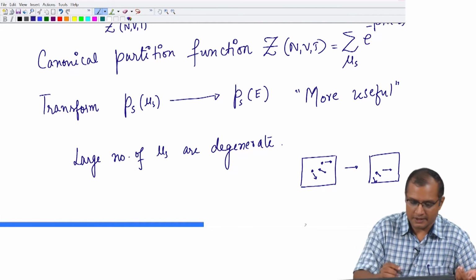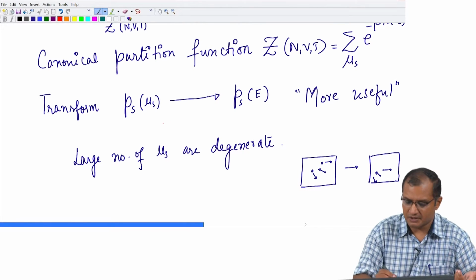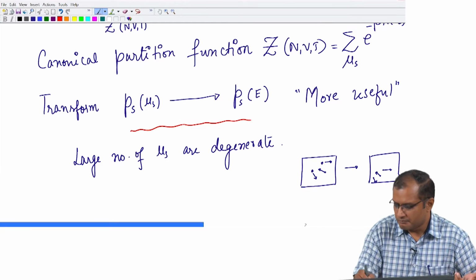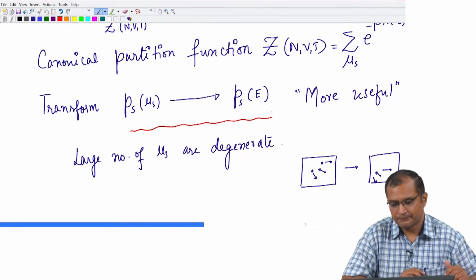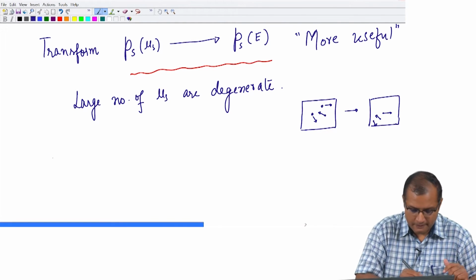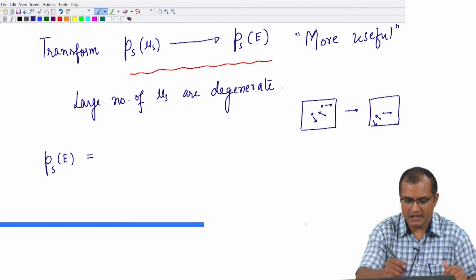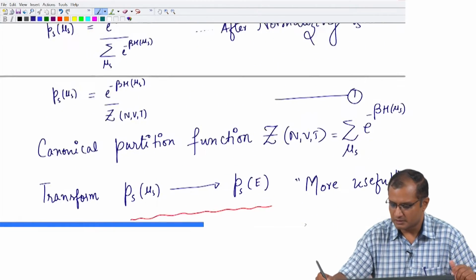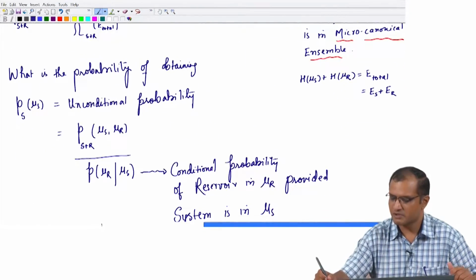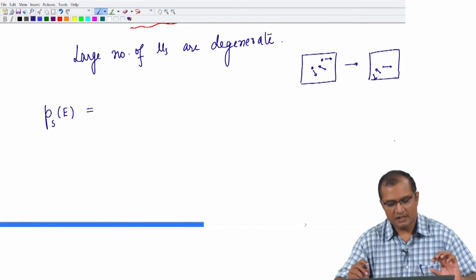So, I am going to transform my probability distribution function from microstates to energy. Okay. That can be done very easily. If I want the probability distribution function in terms of energy, since I have already used big E as a total energy, have I used it? No, I have used E total as the total energy. Okay, fine. So, E here is the energy of the system.